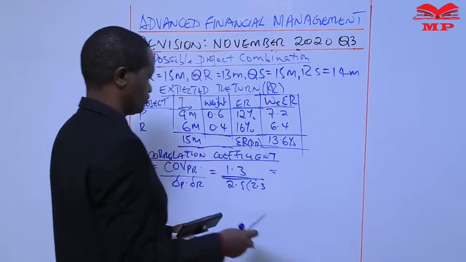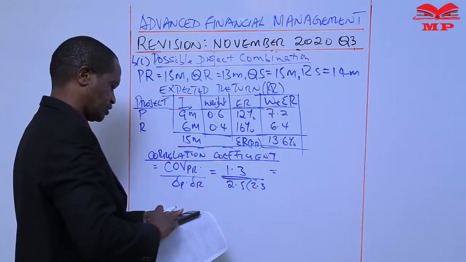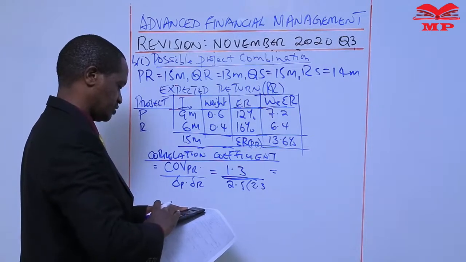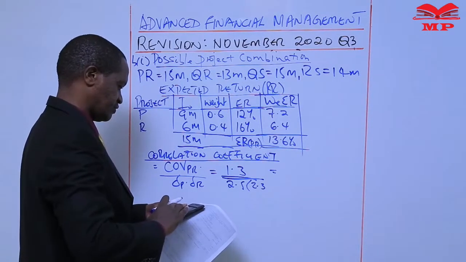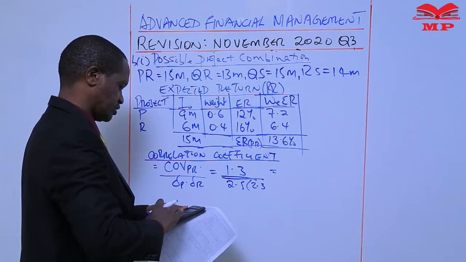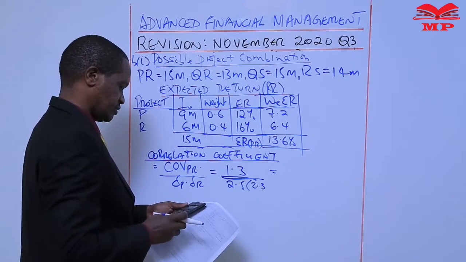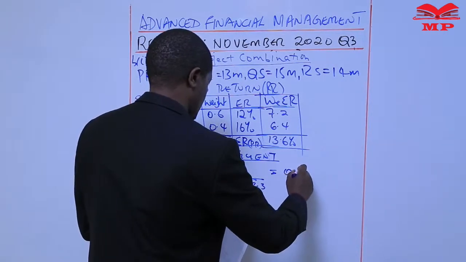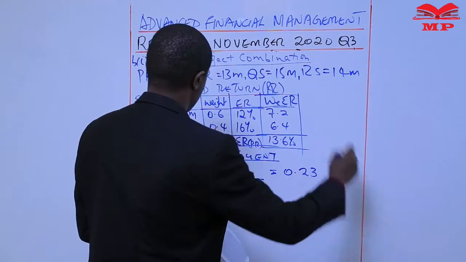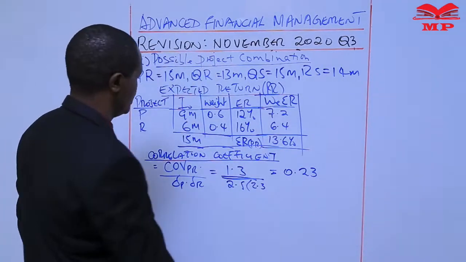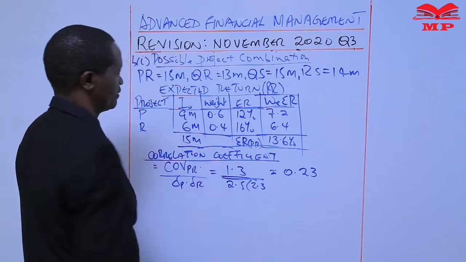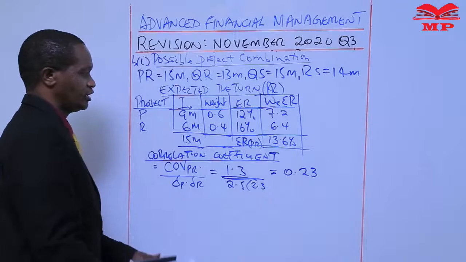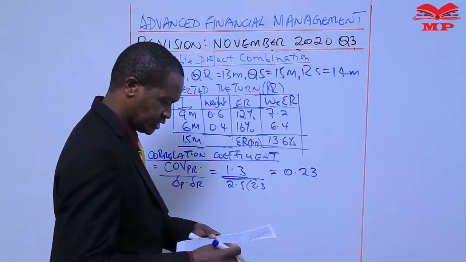That will be equal to 1.3 divided by 2.5 times 2.3. This is equal to 0.23. 0.23 is the correlation coefficient.